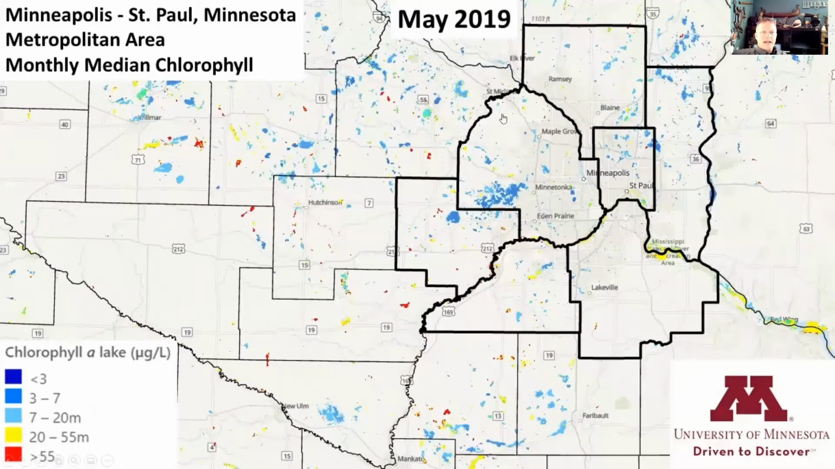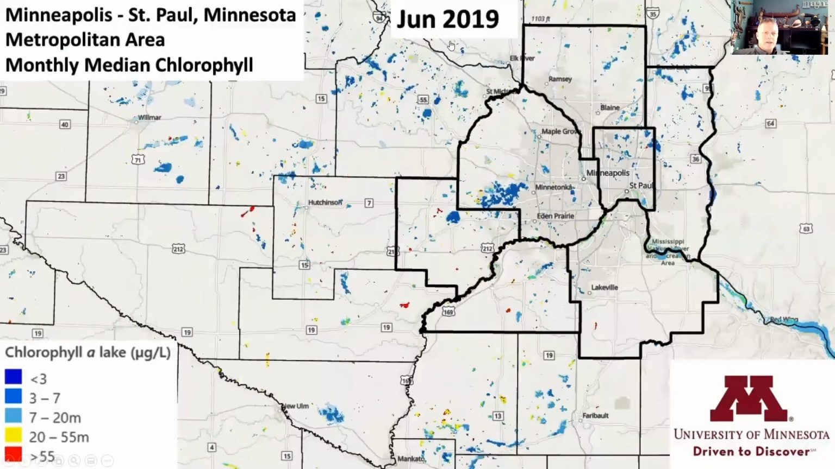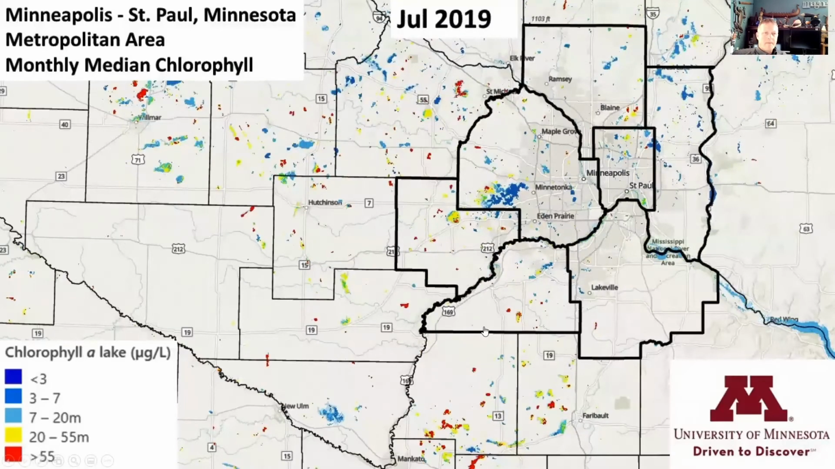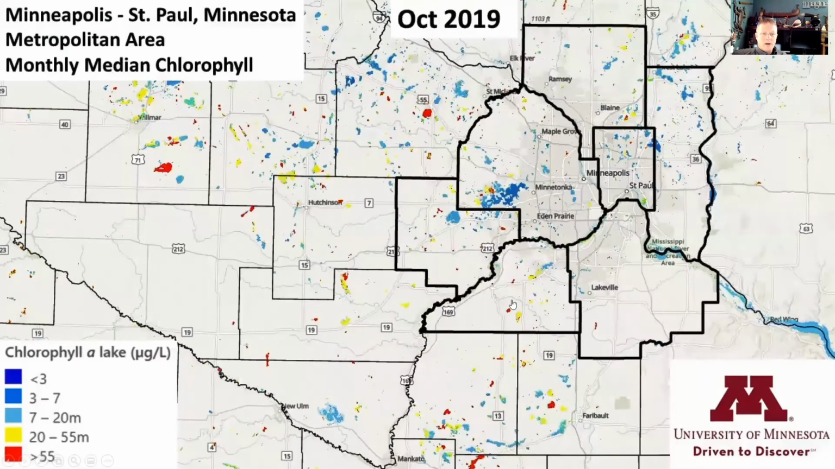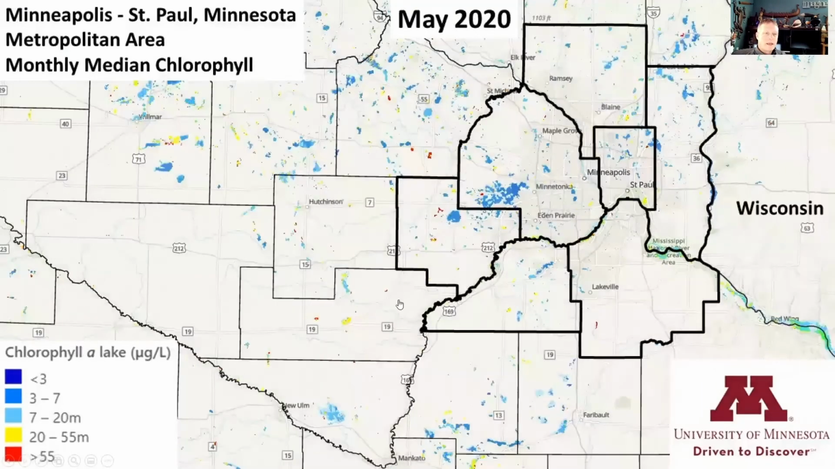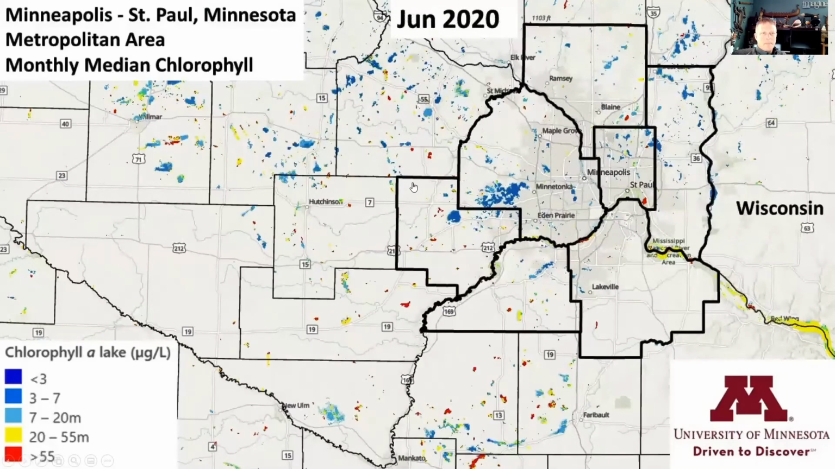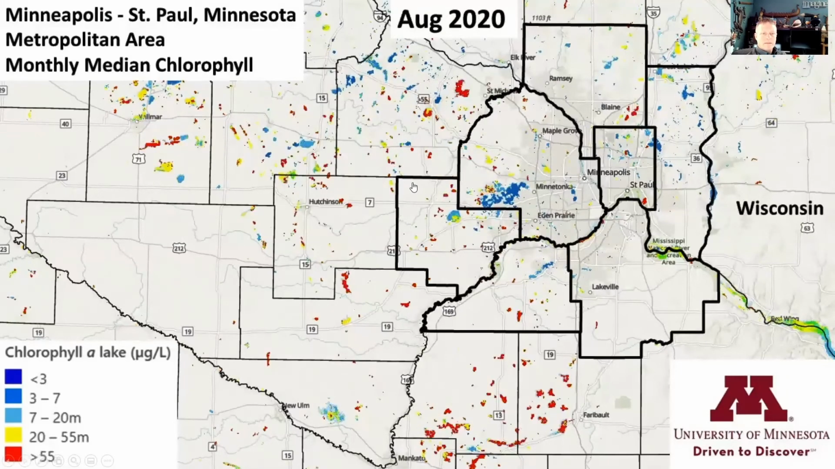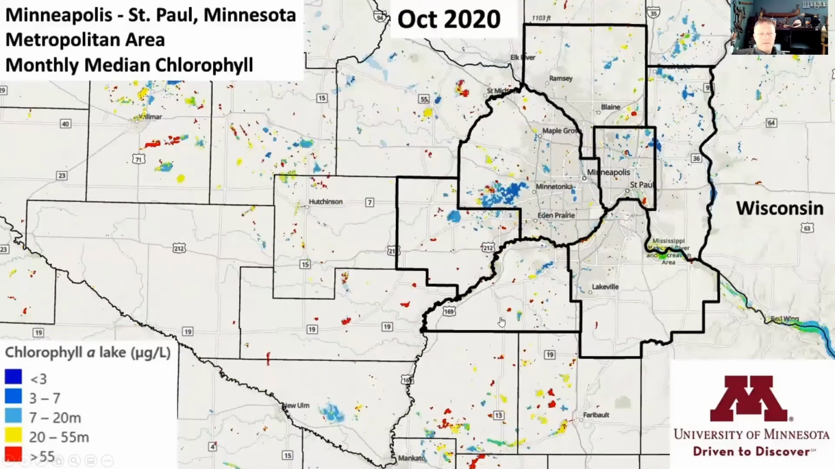So here's an example in a little bit more dynamic area. This is the Twin City metropolitan area, and then the surrounding agricultural areas around it. And this is 2019. So May, June, July, August, September, and then October. And then we will go to 2020. Very similar patterns for both of these time steps. July, August, September, lots of blooms, and very interesting.